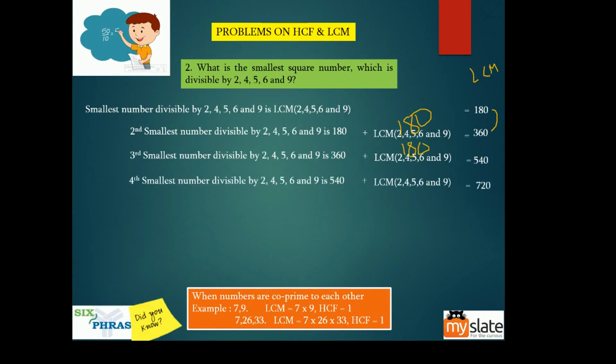Guys, this goes on. But you need to find a perfect square. Now you know, by continuing like this, the first smallest square number divisible by this, you will arrive at 900. Now 900, you all know, is a perfect square, because 900 is nothing but 30 into 30.